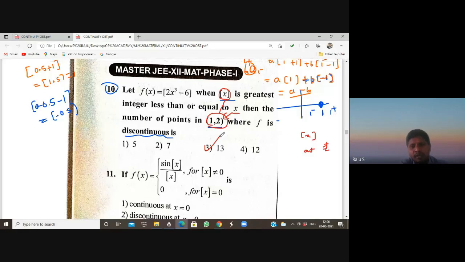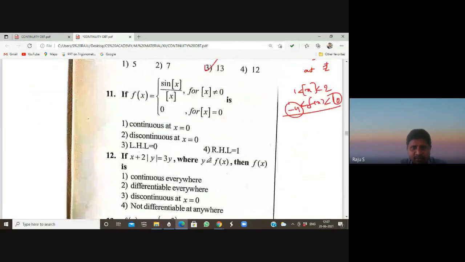So very simple. The domain is given: x belongs to 1 to 2, 1 less than x less than 2. Now cube on both sides, then multiply with 2, then subtract 6. Then you can take the greatest integer symbol, so we'll get f of x here. So we are getting minus 4 less than f of x less than 10. Less than means you should not consider minus 4 and 10, only the values between. So 13, right?